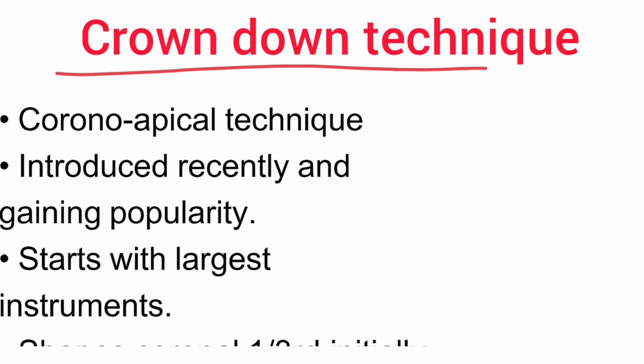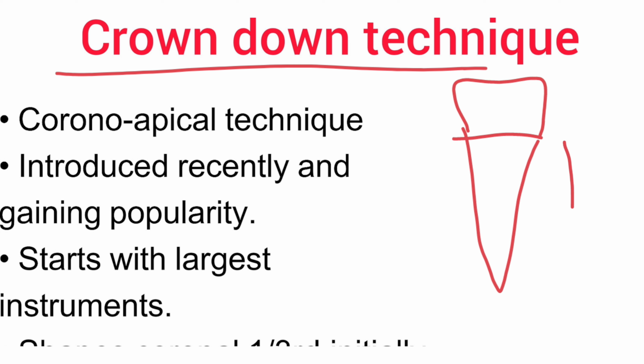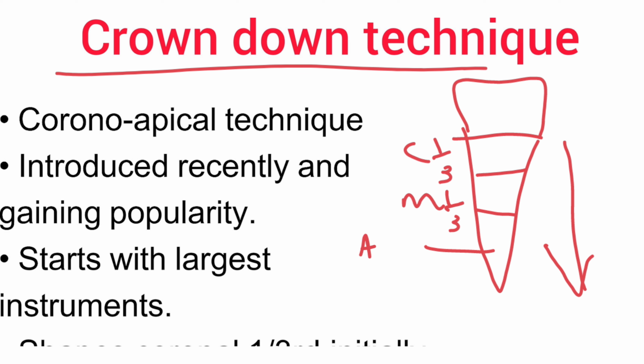Now let us see what is the crown down technique, as this Protaper system follows the crown down technique. Crown down simply means from the coronal portion towards the apical portion. So this is the coronal 1/3, this is the middle 1/3, this is the apical 1/3.